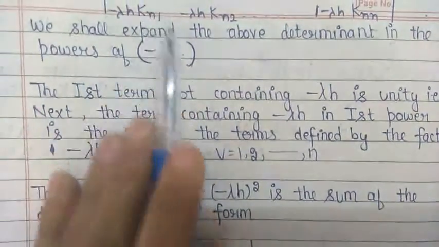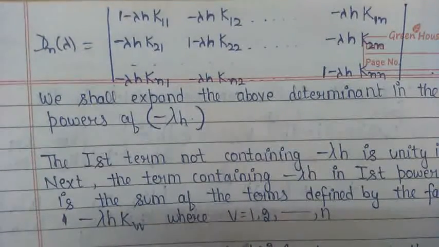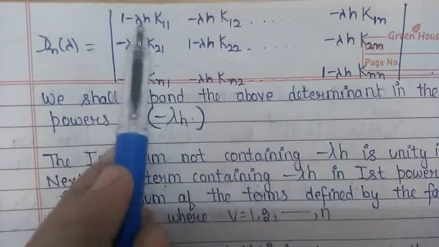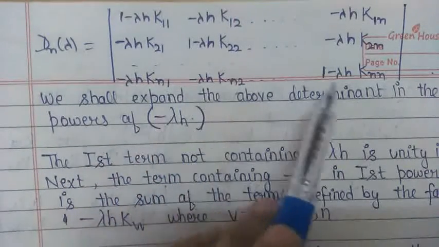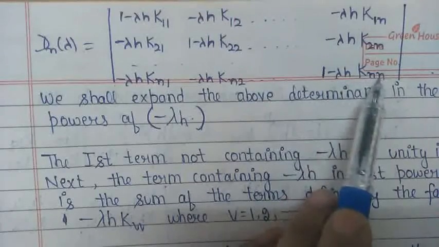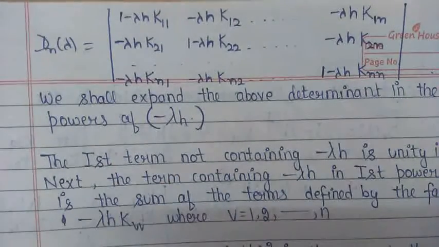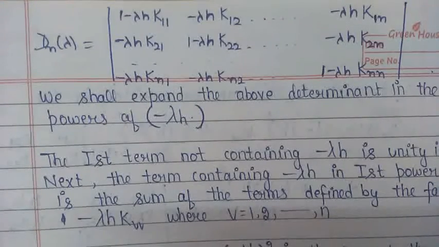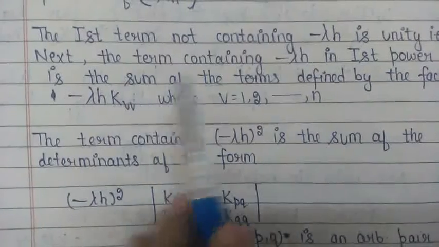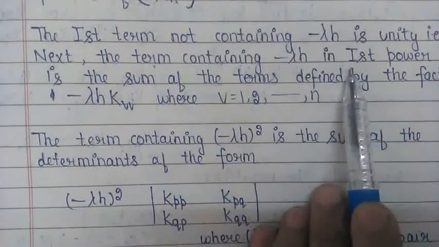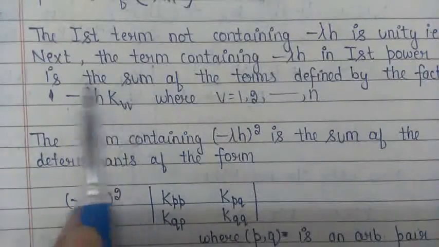So now let us find the term containing minus lambda h in the first power. From the determinant, you can see that the terms which contain minus lambda h in one power are obtained by minus lambda h k11 into 1, minus lambda h k22 into 1, and so on, minus lambda h knn into 1. So these terms contain minus lambda h in one power. We can say that the term containing minus lambda h in the first power is the sum of the terms defined by the factors of this type.